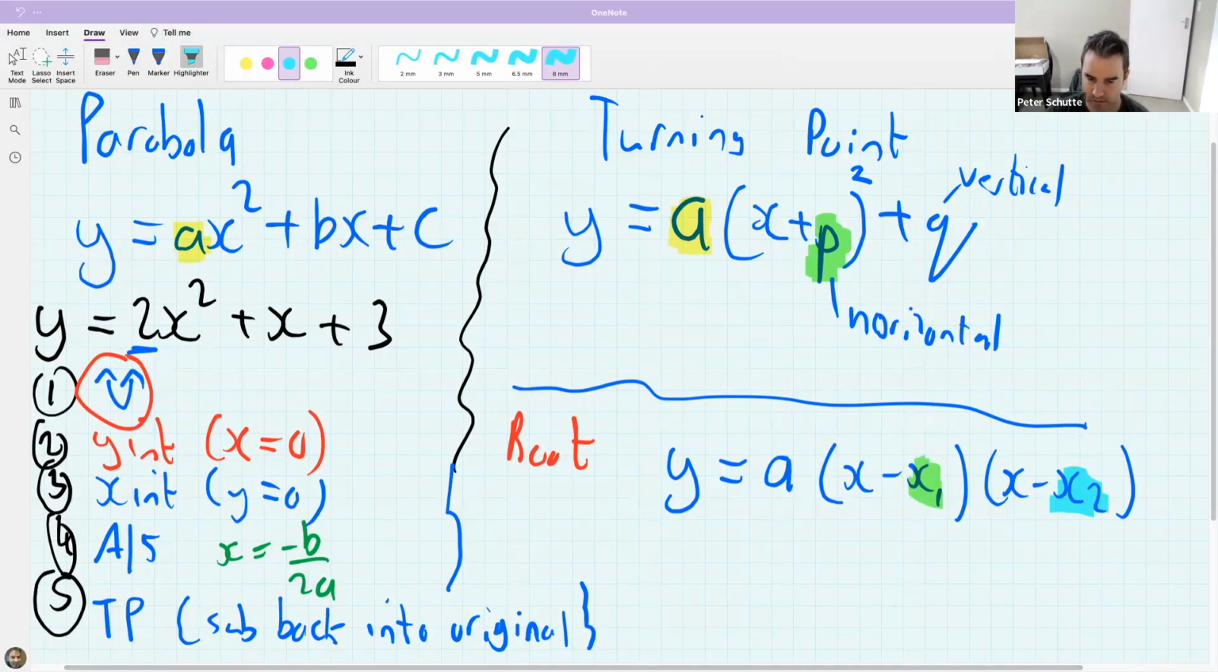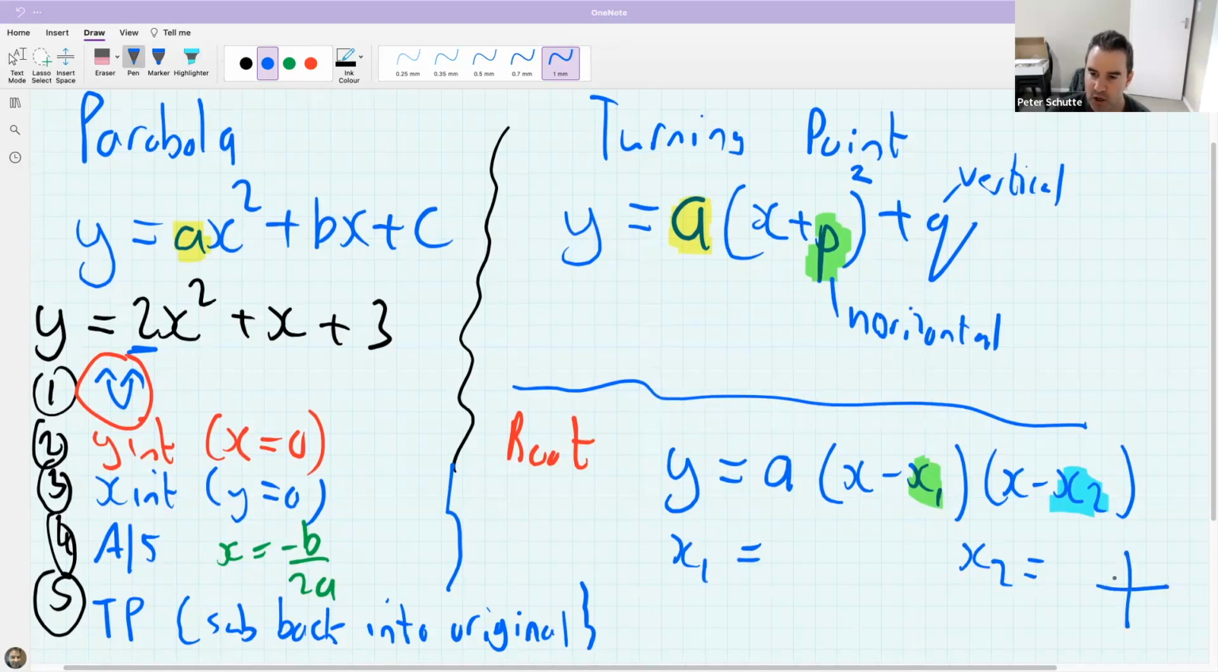Any ideas? Okay, because it's called the root form, x1 and x2 are just the roots of the equation, or they are the place where the parabola cuts the x-axis. They might be here and here. So maybe it could be like -1 and 3. And when we use the root form, we often use it to find the equation of the parabola.